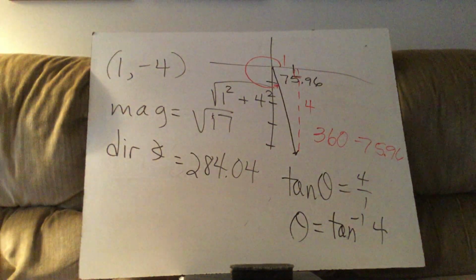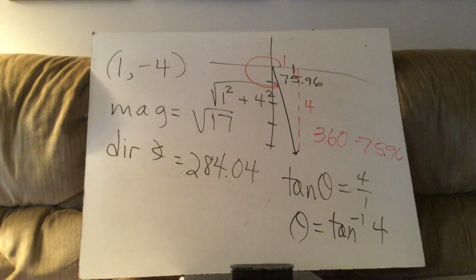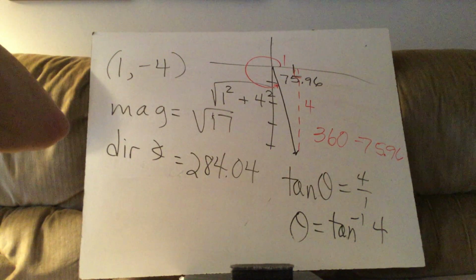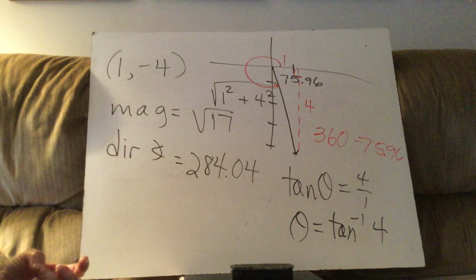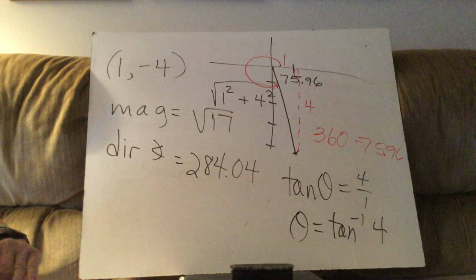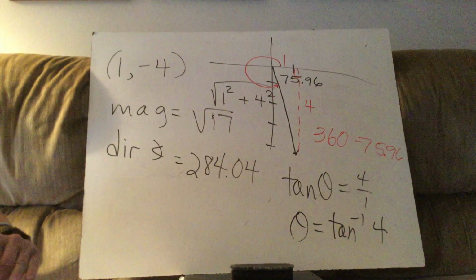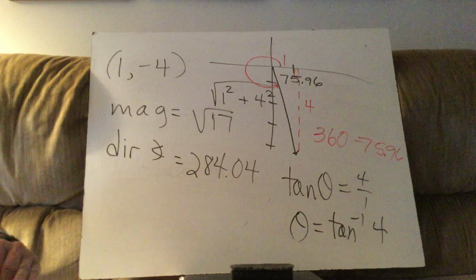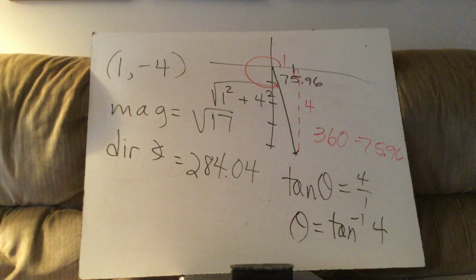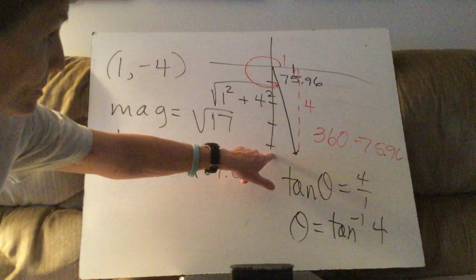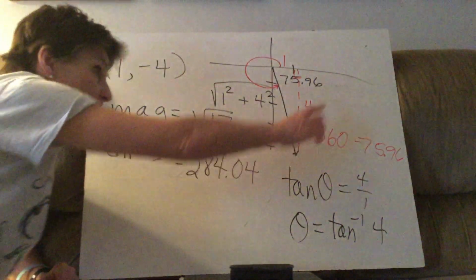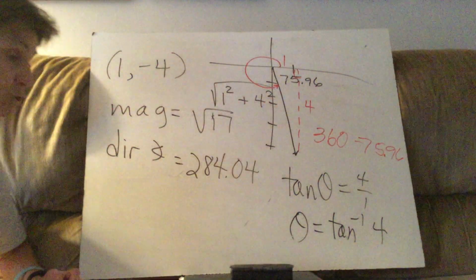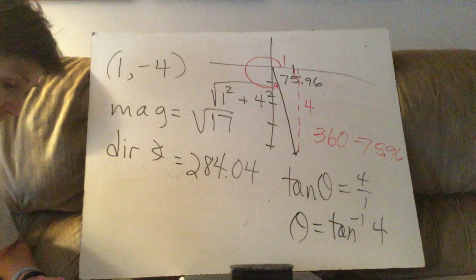One thing you can always do to check your work is make sure that when you write your final answer down, which I just did, 284, it's in the right quadrant. I've got to be in quadrant 4 clearly. My picture's in quadrant 4. So my angle has to be bigger than 270 and less than 360, because this is 270, that's 360. I've got to be somewhere in between, which I am. Perfect.